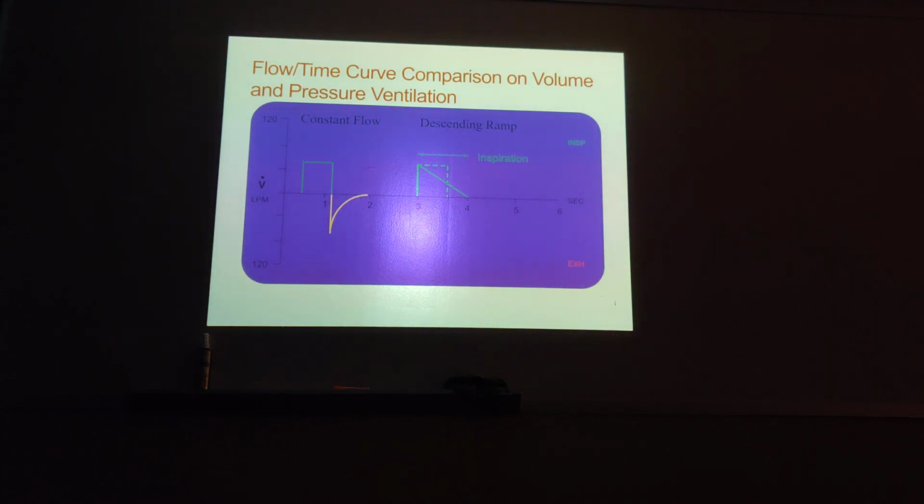Okay? So the default flow pattern on that ventilator is this here. Okay? It's always a default. And then if you want to go to this, you can go. Okay? Any questions about that? So descending ramp or the constant flow pattern?